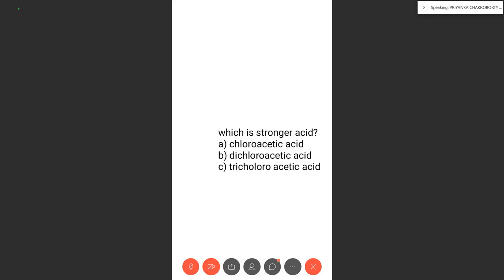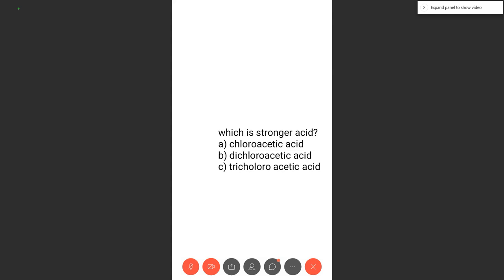Okay. Next question can be asked. Which one is stronger? Chloroacetic acid, dichloroacetic acid, or trichloroacetic acid? Here we can see in trichloroacetic acid, all the hydrogens in the alkyl group are replaced by 3 chlorine atoms. In dichloroacetic acid, 2 hydrogens in CH3 are replaced by 2 chlorine atoms. And in chloroacetic acid, only 1 H is replaced by 1 chlorine atom.